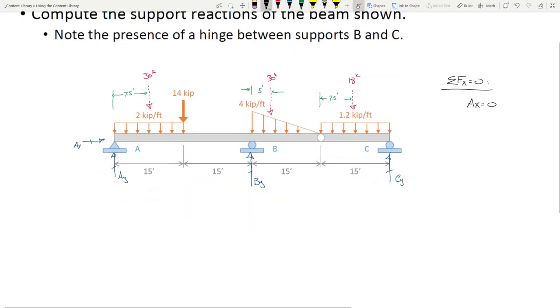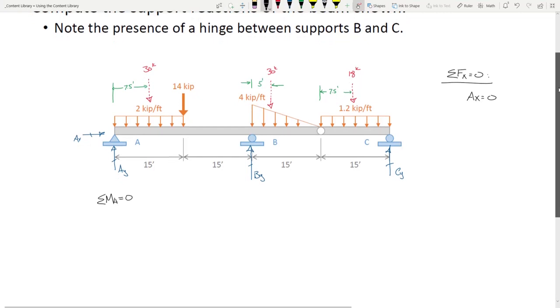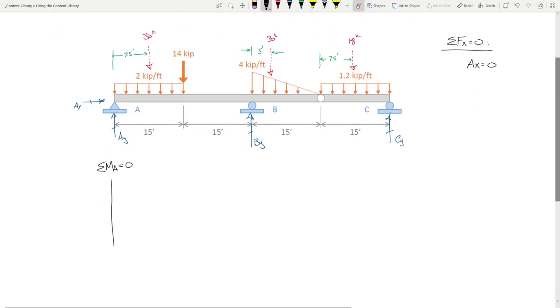Now, I want to begin this problem by handling it the way I would any of the problems in the past. I'm going to sum moments about A. Done before, right? Sum moments about A to get some reactions. So let's see what happens. Let me scroll down a little bit. Let's just go through the motions.